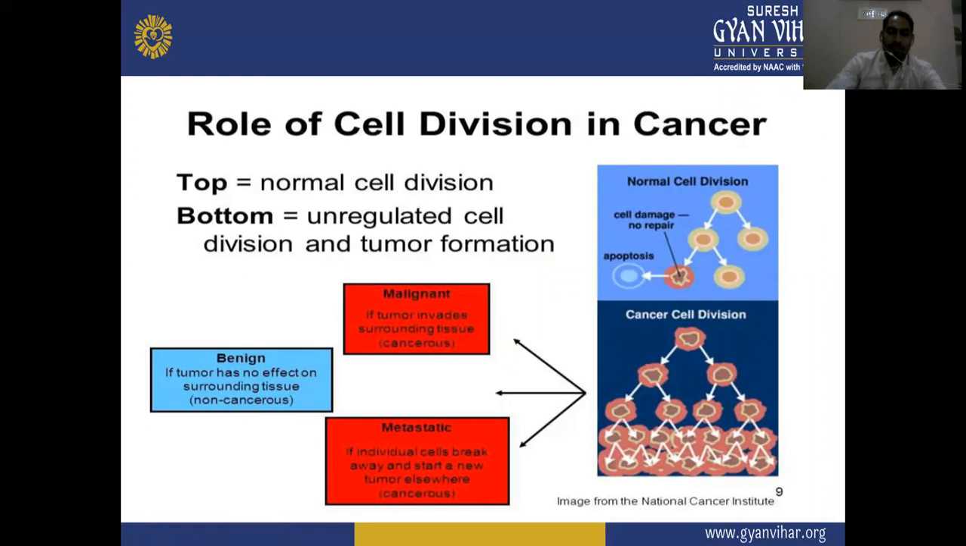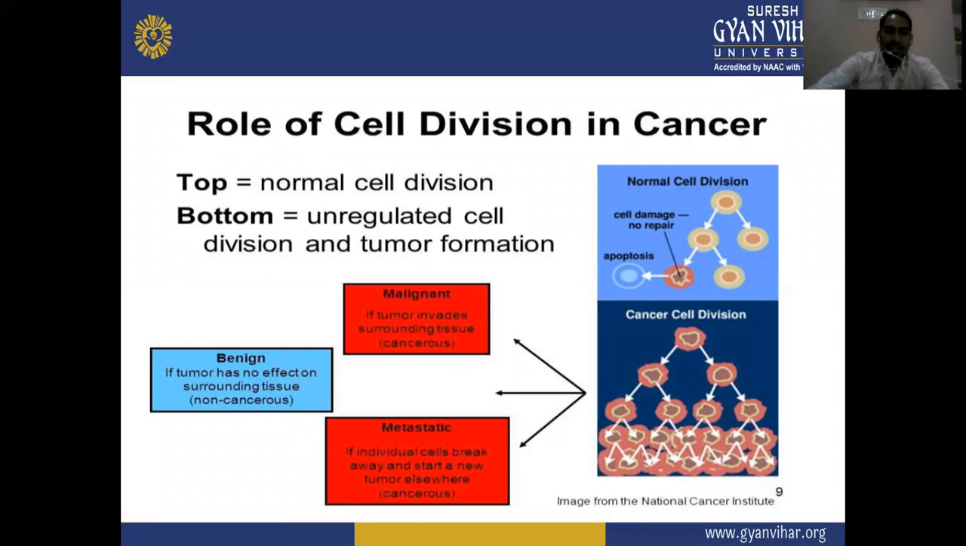And next one is metastatic cancer, in which cancer cells break away from where they first formed, the primary cancer, travel through the blood or lymph systems, and form new tumors, called metastatic tumors, in other parts of the body. In malignant tumors, the surrounding tissues are cancerous, and in metastatic cancer, individual cells break away and start a new tumor.